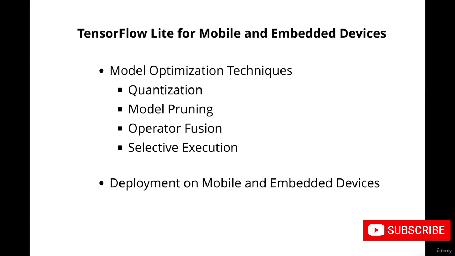The next one is model pruning, removing redundant or less important weights from the model to reduce model size without significantly affecting the accuracy. Next is operator fusion, fusing multiple operations into a single operation to reduce memory access and improve performance. Next one is selective execution, where what it does is optimizing the execution of TensorFlow Lite operators based on device capabilities and hardware accelerators.